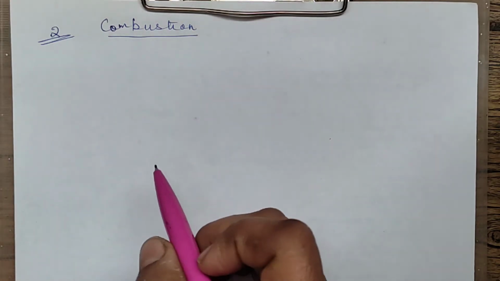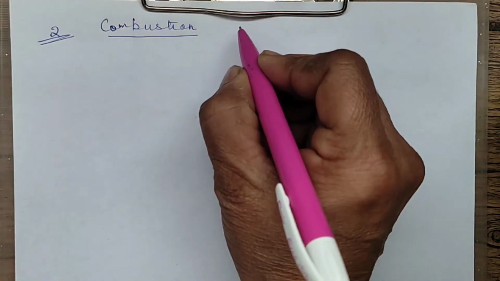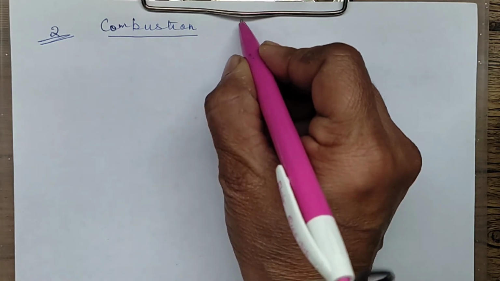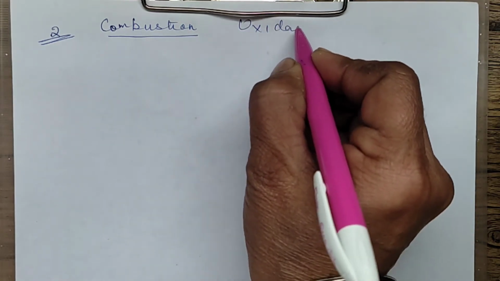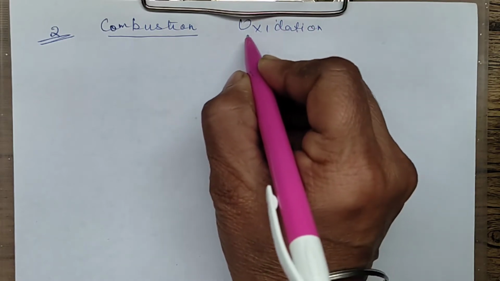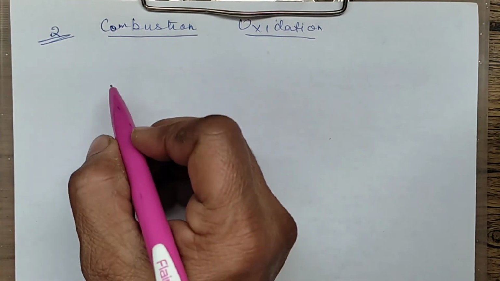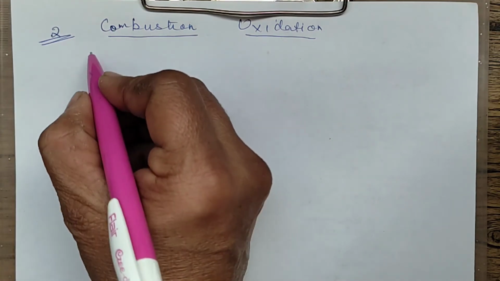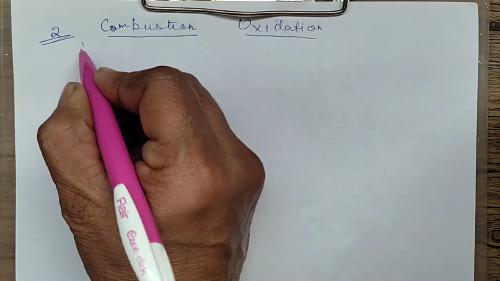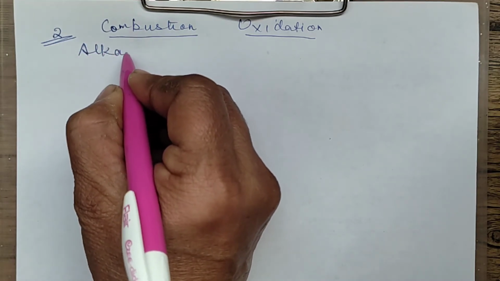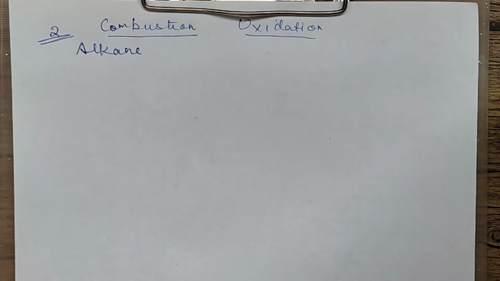Now combustion. It is a type of oxidation reaction. The oxidation can be either complete or in the presence of a catalyst. If I'm saying complete oxidation, I basically mean combustion. That means the hydrocarbons, for example, alkane, but the same reaction is also possible for any kind of hydrocarbon. Since we are talking about the alkane, we are focusing on that.